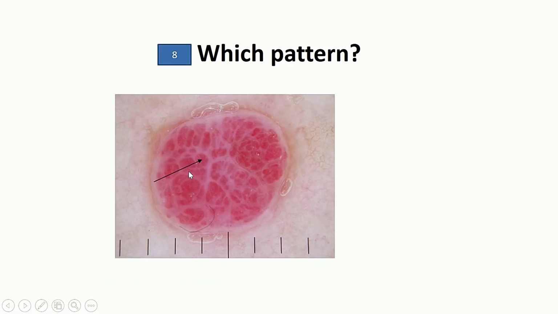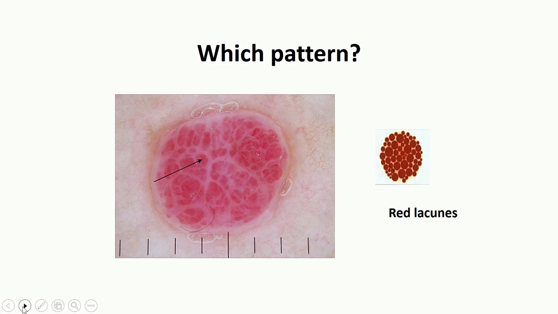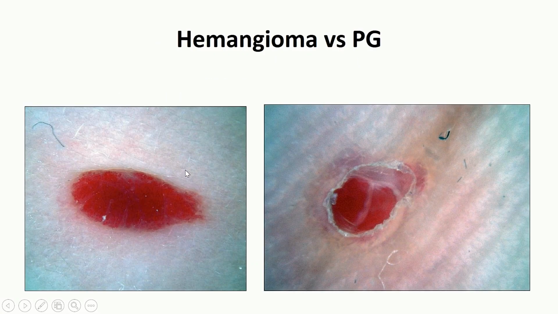Which pattern? As said before, you see here red lacunes. That is suggestive for hemangioma. Red lacunes. You see here a comparison between red lacunes in the left suggestive of hemangioma and red homogeneous areas intersected by white lines suggestive of pyogenic granuloma in the right.